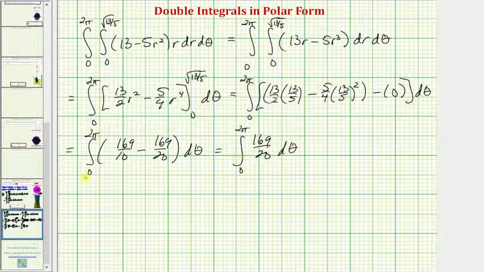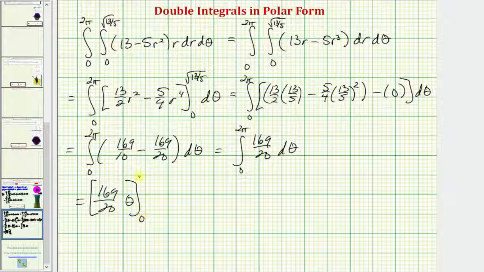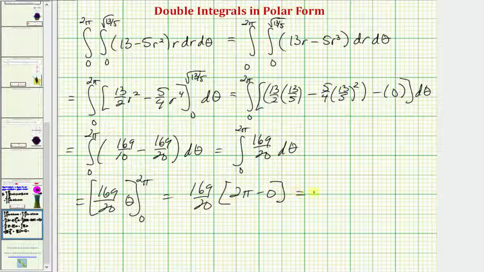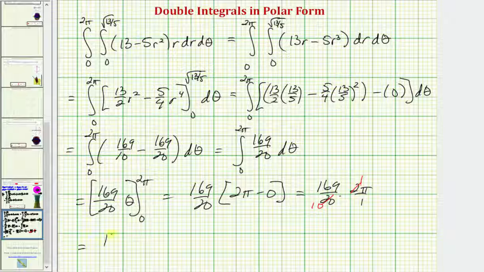And now we integrate this back to theta, so we have 169 20ths theta. And the limits of integration are from 0 to 2 pi. So 169 20ths times, when theta is 2 pi, we have 2 pi. When theta is 0, we have 0. So this just simplifies to 169 20ths times 2 pi over 1, common factor of 2. So the exact value of the volume bounded by the two paraboloids is 169 pi divided by 10.